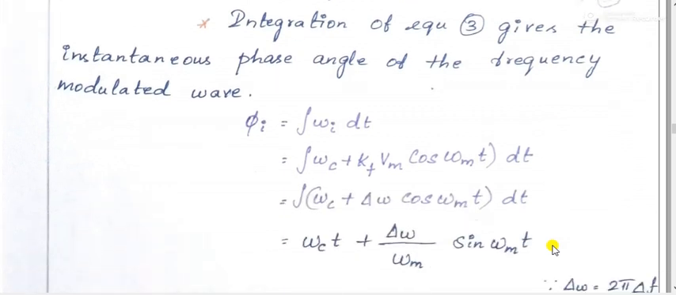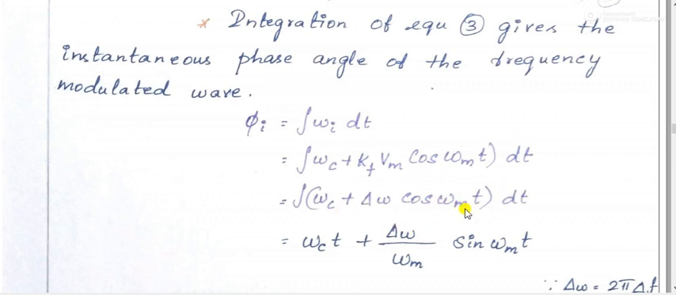And this is step 3, the instantaneous phase angle of the frequency modulated wave. In general, the angular frequency omega is equal to d theta by dt. So to find the phase angle, denoted as phi, phi is equal to the integration of omega i into dt. We can substitute the value of omega i from the previous equation: omega c plus kf into Vm cos omega mt into dt. kf Vm is equal to del omega. So omega c plus del omega into cos omega mt into dt.